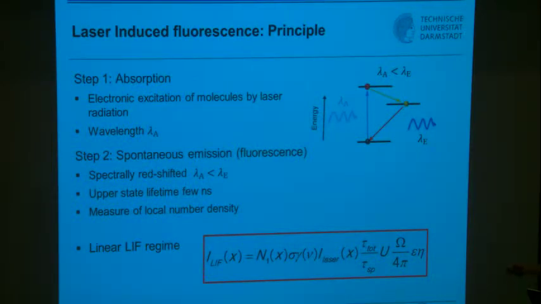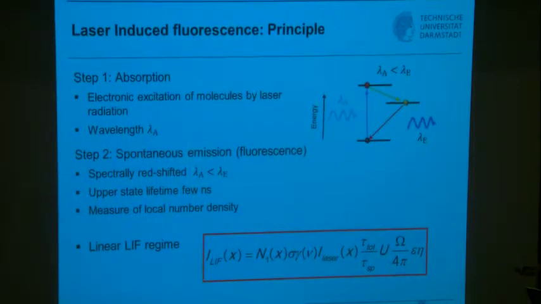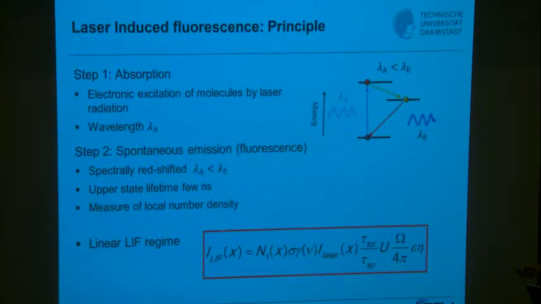And this is expressed in this formula over here. You're measuring the fluorescence intensity locally, and this is as well very sensitive. It is proportional to the number density from the initial state. That is what we want. That is the parameter of interest. You have to know the absorption. You have to know the cross-section. You have to know the overlap.